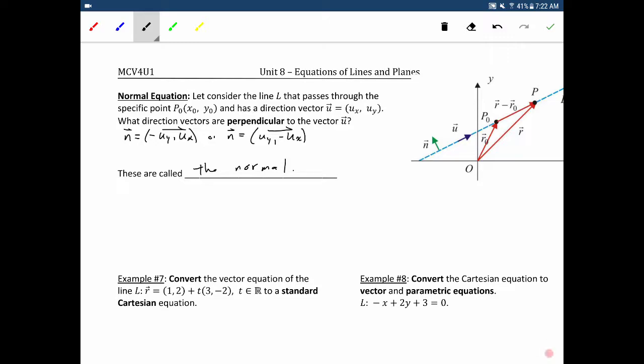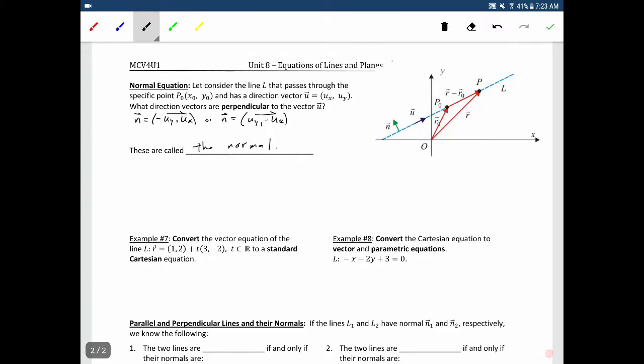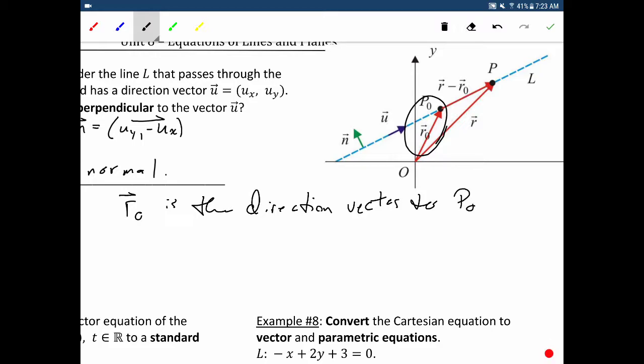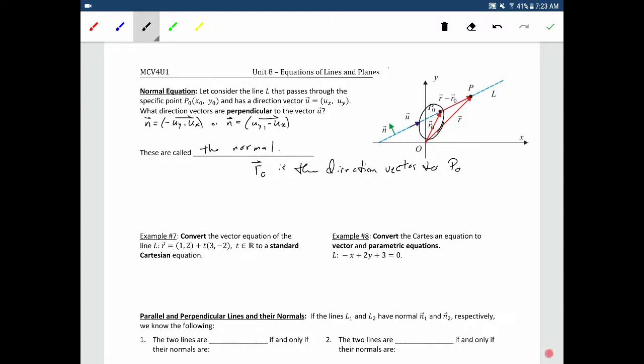So the other thing that we can come up with here is the normal equation. So it kind of jumps ahead. Now you can see what's important here is this guy. Or before I actually do this, r0 is the direction vector to P0, that point that it's just a point on the line that we determined up here.